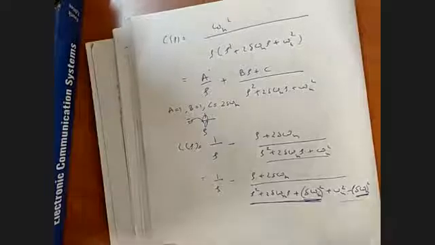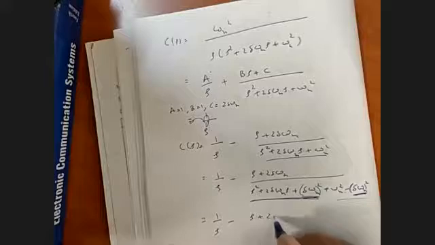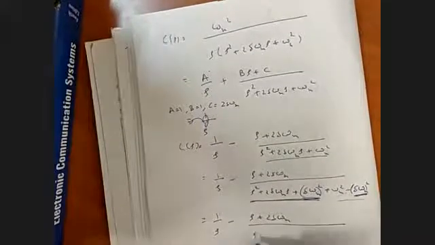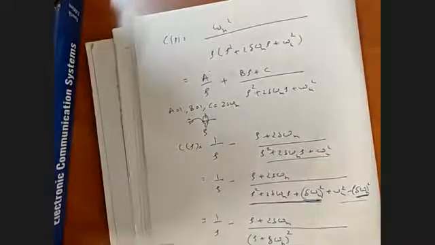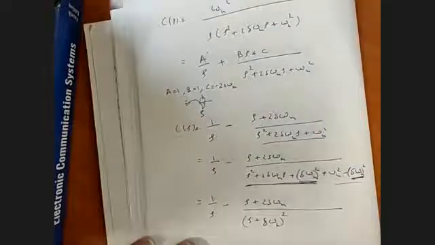So this will become 1 upon s minus (s plus 2 delta omega n) divided by (s plus delta omega n) whole square. Sir, is the value of B equal to 1 or minus 1? B will be minus 1 and C will be minus 2 delta omega n.